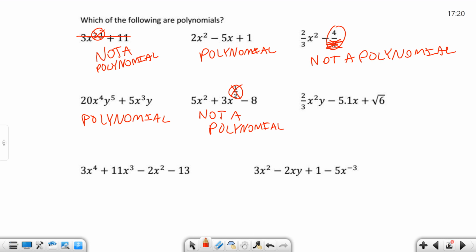What about the next one? 2/3 x squared y minus 5.1x plus the square root of 6. So we have a fraction, a decimal, and a radical, a square root. But guess what? They're all coefficients or constants. That's okay. It's when it's the exponent, right? The power of x or y or whatever the variable, that can't be. You got a 2 and a 1 and a 1, so you're good. This thing is a polynomial.